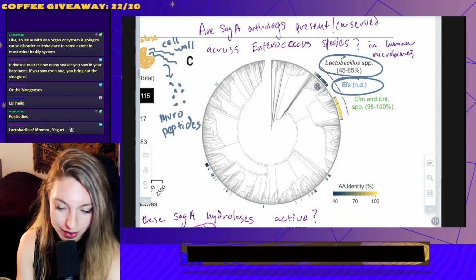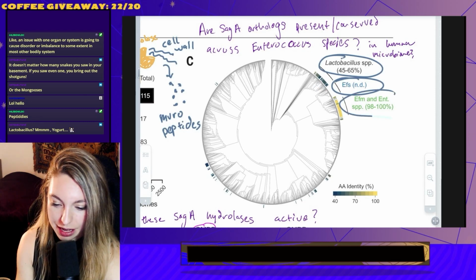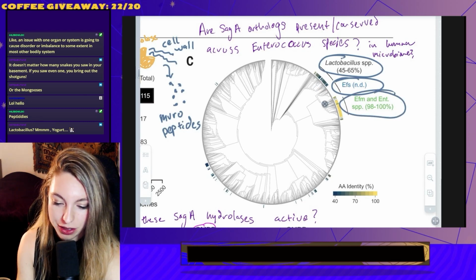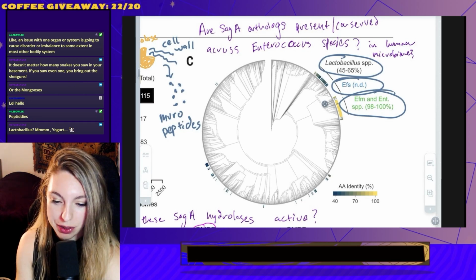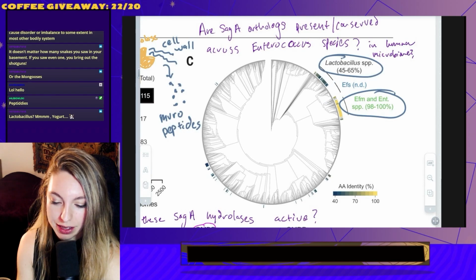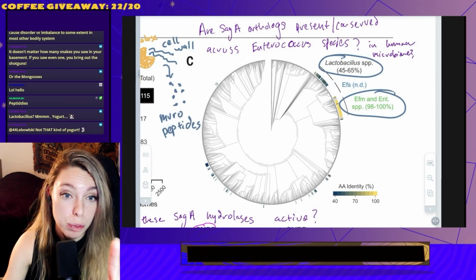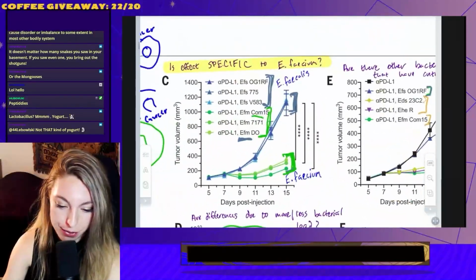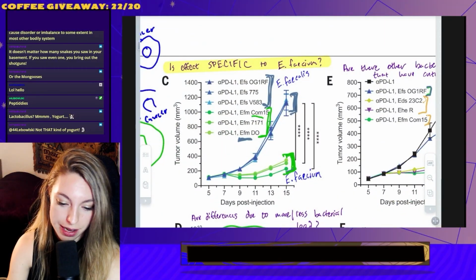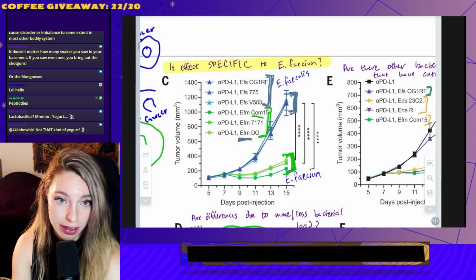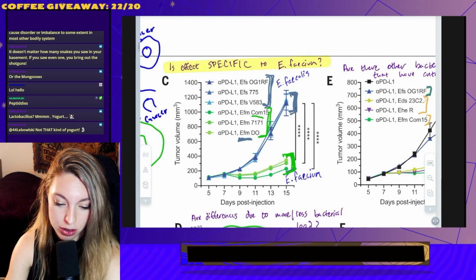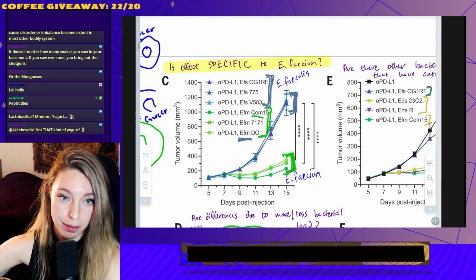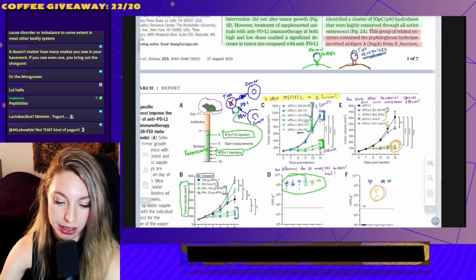E. faecalis, there's actually not detected. ND means not detected. So that means there's probably no E. faecalis that actually makes SagA, which makes sense because if we go back here, remember that E. faecalis is our bad bacteria. You add E. faecalis to the drinking water of the mice and the tumors keep growing really big. So E. faecalis are bad bacteria.